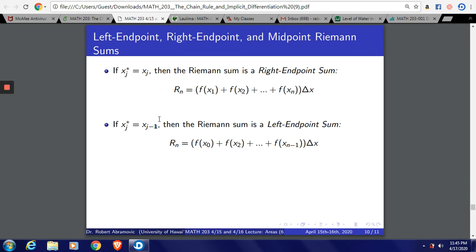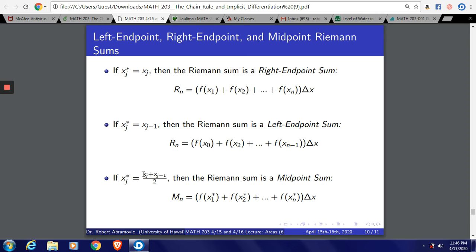If xj star is x sub j minus 1, the Riemann sum is a left endpoint sum. f of x naught plus f of x1, all the way up to f of x n minus 1, times delta x, the width of each subinterval.